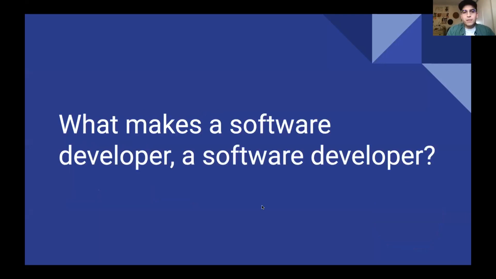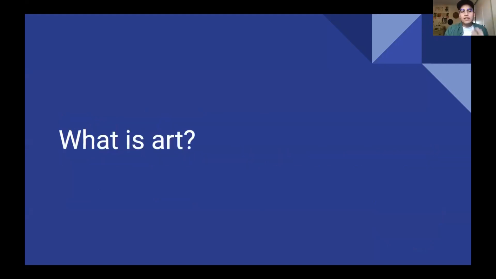One thing I want you to keep in mind during this presentation is: what makes a software developer a software developer? Is it having blue tint in your glasses, or is it something more? Is there something more behind that? And what is art? Is it this undefined thing, or is it just beauty? Is it inspiration? Is it just imagination? And who is the artist behind that?